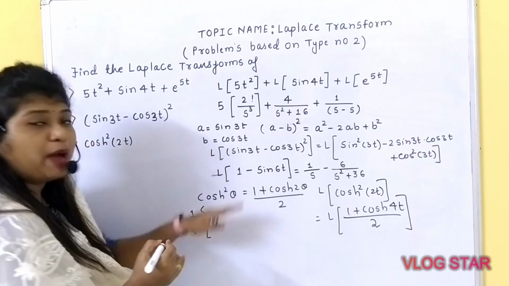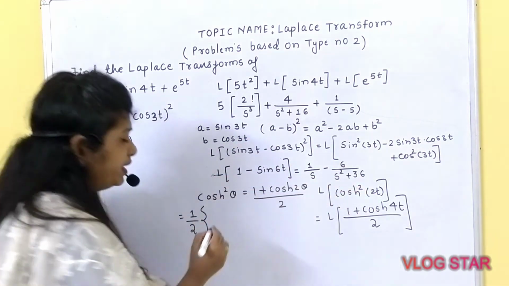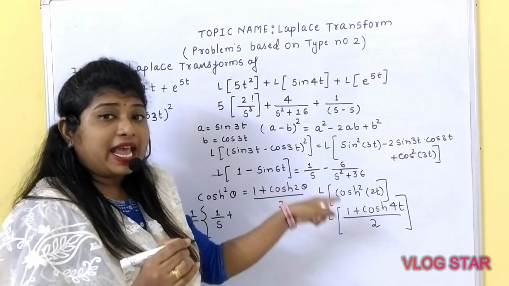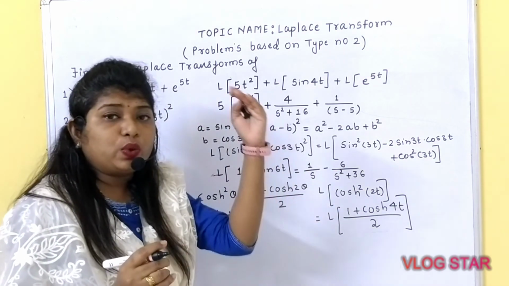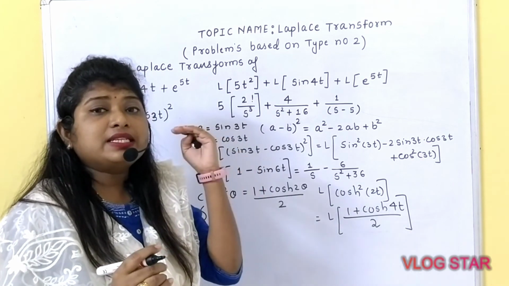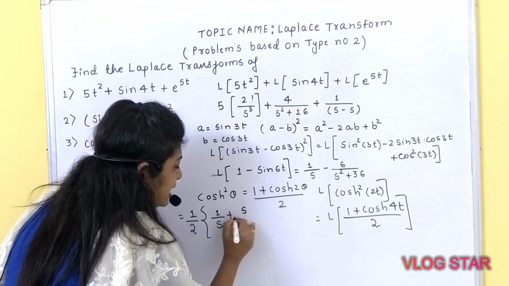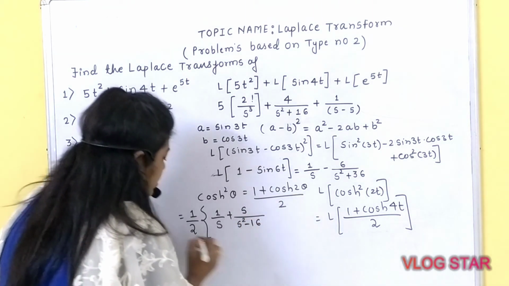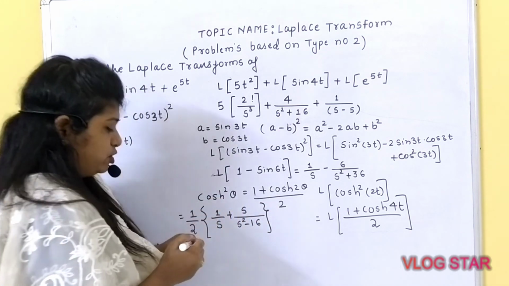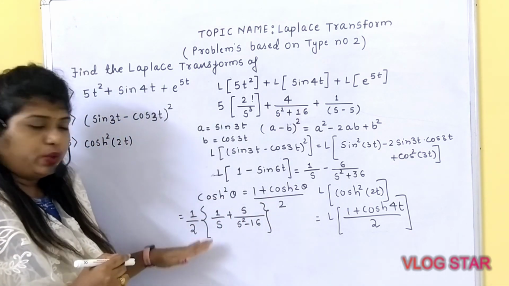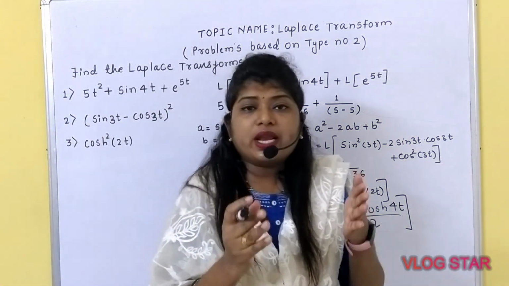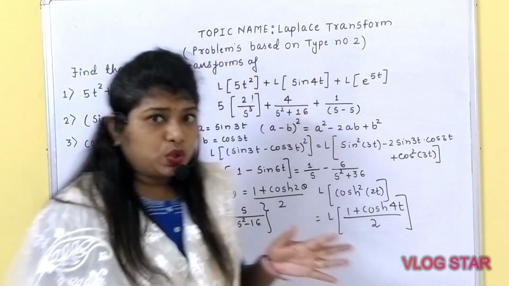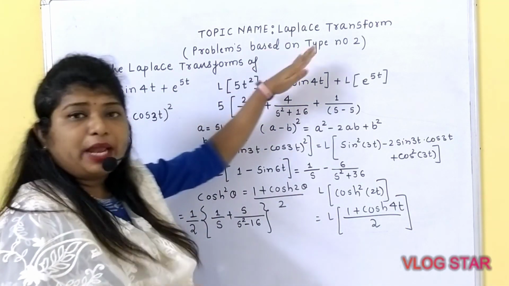From this you can take 1 upon 2 outside the bracket. What is there inside? Laplace of 1. What is Laplace of 1? 1 upon s, plus Laplace of cosh at, which is equal to s upon s square minus a square. So here you need to write s upon s square minus a square, where a is 4, so 4 square, which is equal to 16. So the answer is 1 upon 2 into, inside the bracket, 1 upon s plus s upon s square minus 16. I hope you have understood the 3 examples related to type number 2.